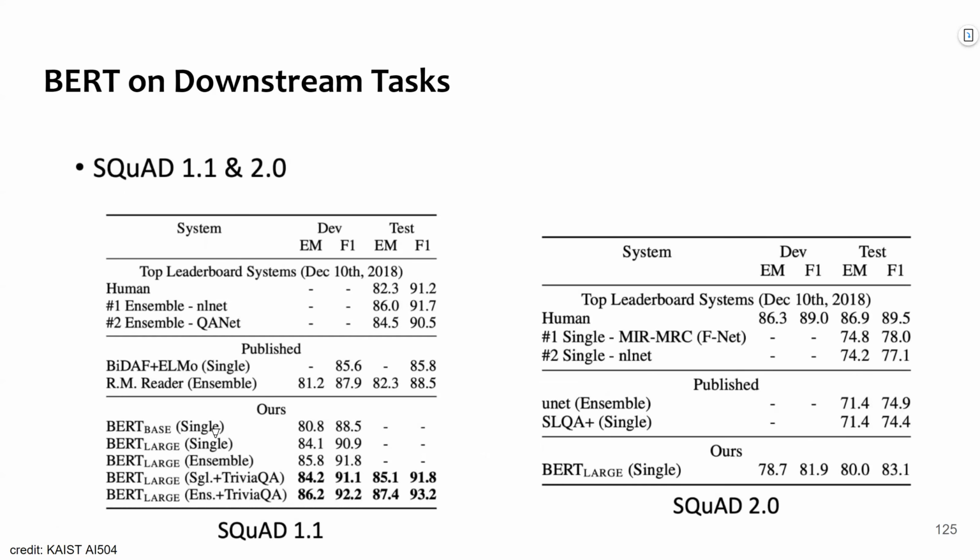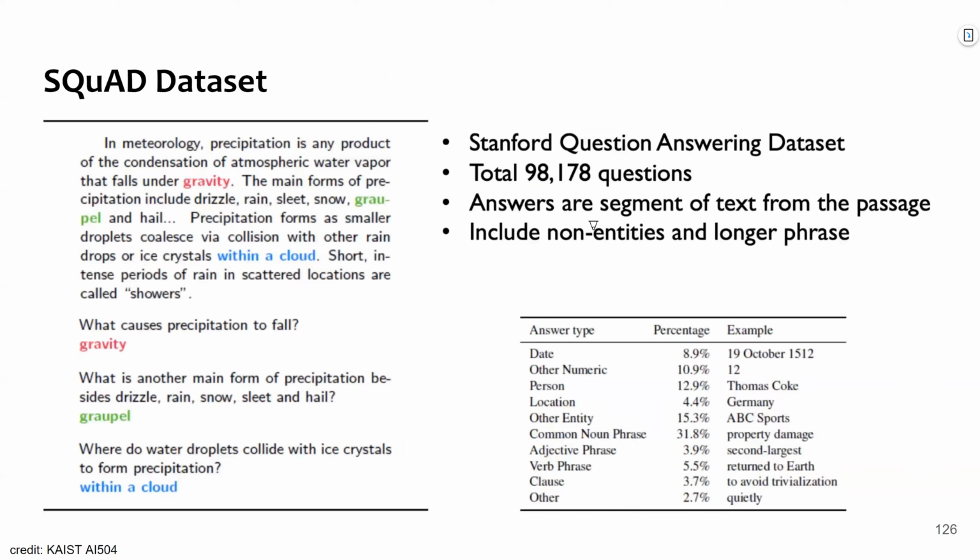And it also performed very well on the SQuAD dataset. What is this SQuAD dataset? This dataset is the Stanford Question Answering Dataset. It consists of a total of 98,178 questions. And it is like solving some English problems. Given a paragraph, based on this paragraph, it has to answer these questions. Like, what causes precipitation to fall? The answer is gravity, and gravity is here. Like, what is another main form of precipitation besides drizzle, rain, snow, sleet, and hail? This. Okay, and the answer types are quite well distributed.